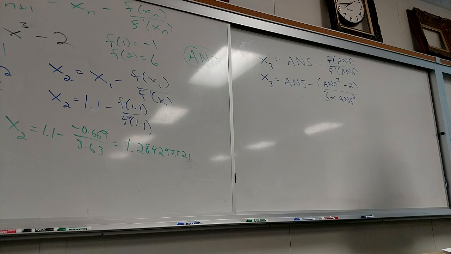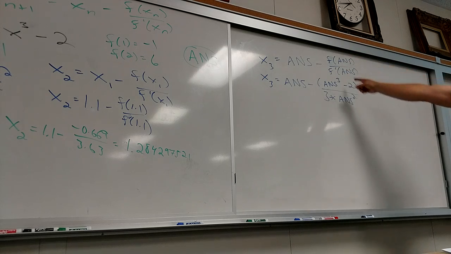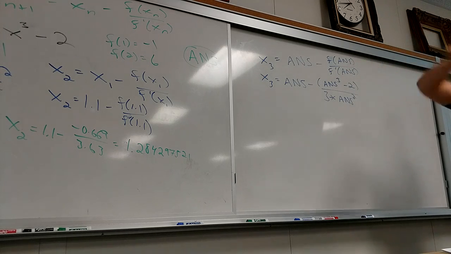So what I'm going to do now, I'm going to say answer minus answer cubed minus 2. So I'm doing the answer minus f of answer divided by f prime of answer. So divided by 3 times answer squared. And then what is this going to give me if I do this?